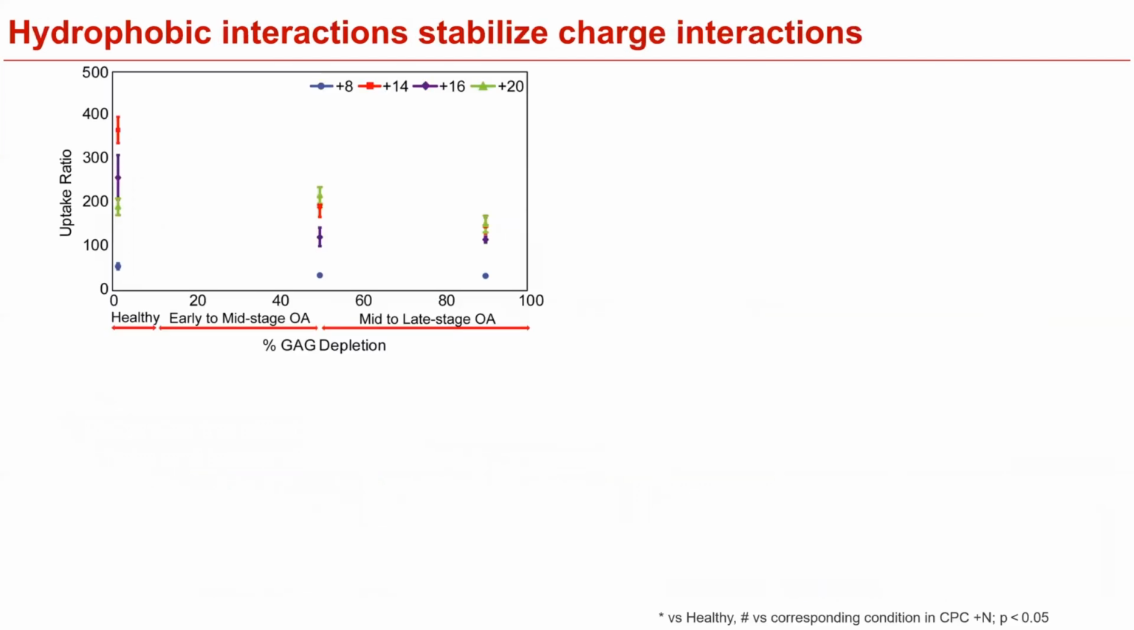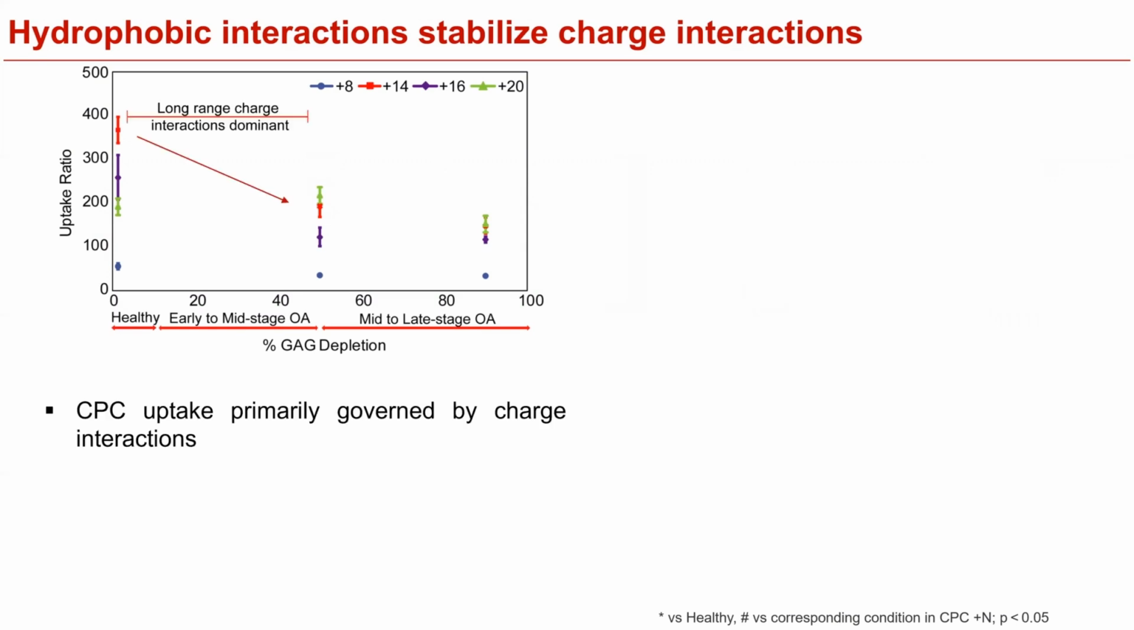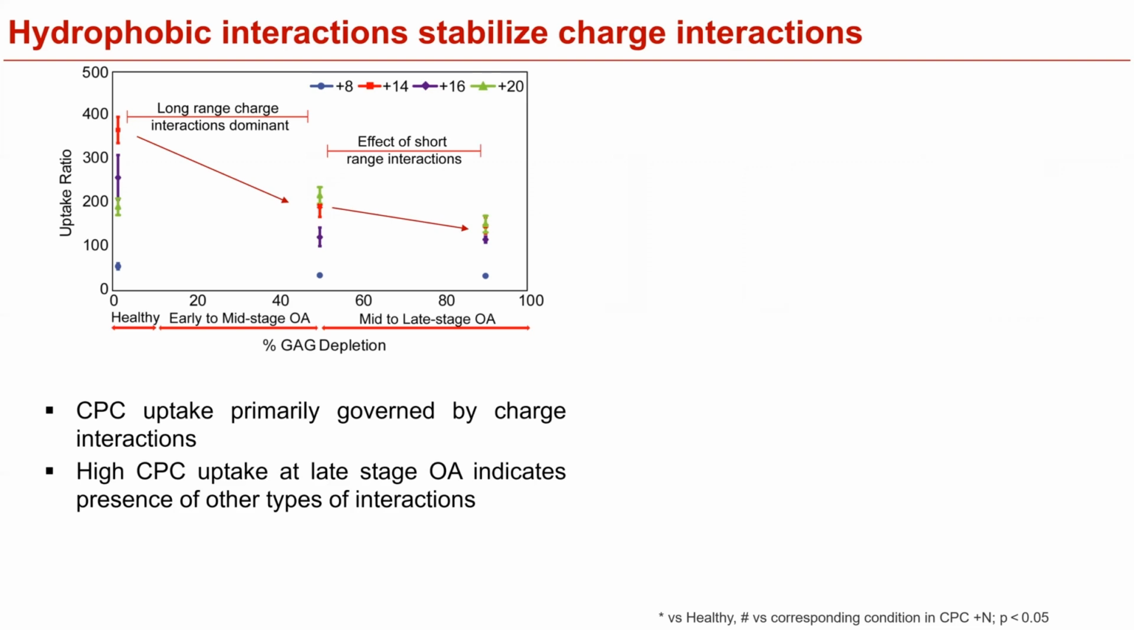We then treated cartilage explants with trypsin to deplete the GAGs and simulate mid and late stages of OA. In mid-stage arthritic cartilage, where 50% of the GAGs were depleted, uptake of CPCs dropped, highlighting the important role of charge interactions. However, the uptake of CPCs remained very high in the late stage even when most of the GAGs were depleted, suggesting presence of other types of interactions specific to arginines, such as hydrogen bonds and hydrophobic interactions. These results validate that CPCs can be applied for targeting mid to late stage arthritic cartilage.